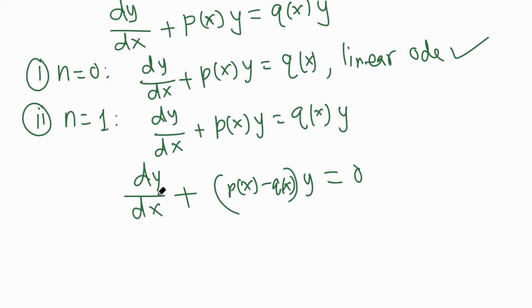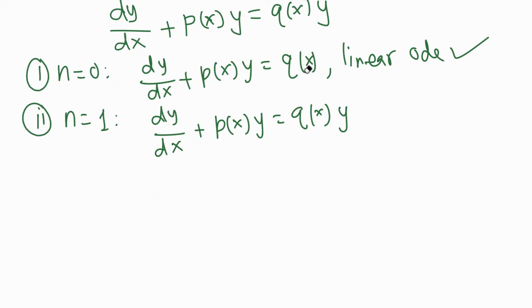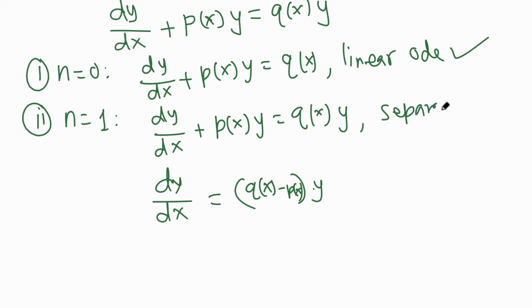We can think of it this way, y prime is a function of x. Or we can move this over and separate the variables. When we move over and subtract, we can factor y times (q(x) minus p(x)). Now it is a product, so we can move dx to the other side and y to the left side: separable. So when n equals 1, this is both separable as well as a linear ODE, and we already know how to solve these types.